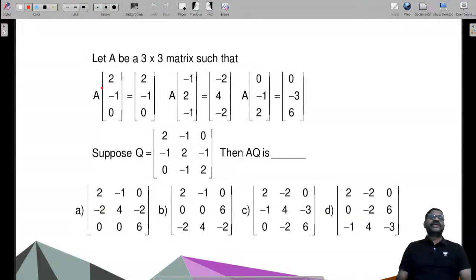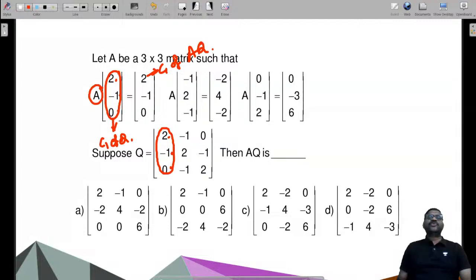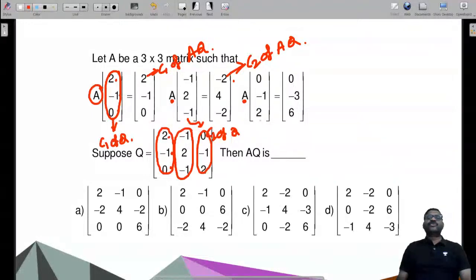Here, this is matrix A. 2 minus 1 0 is the first column of Q. The result is the first column of AQ. Matrix A multiplied with the second column of Q, the result is the second column of AQ. Matrix A multiplied with the third column of Q, this is the third column of Q, the result is the third column of AQ.